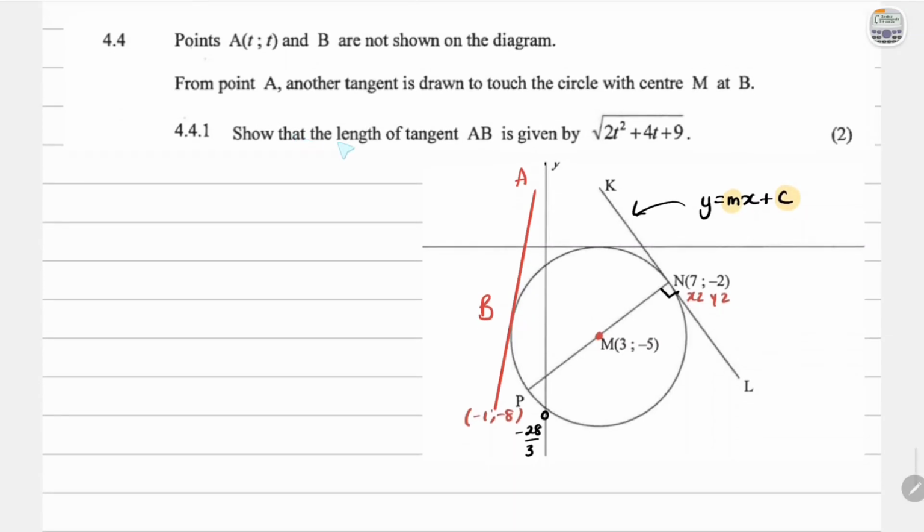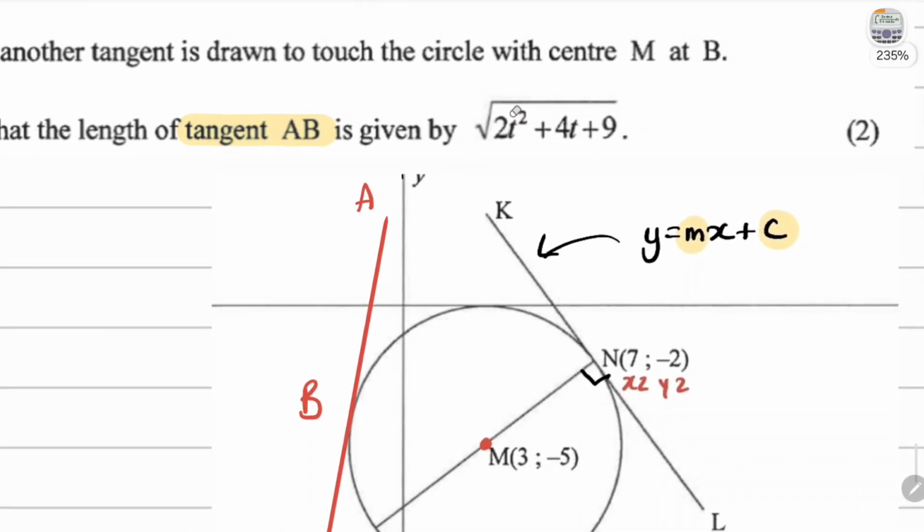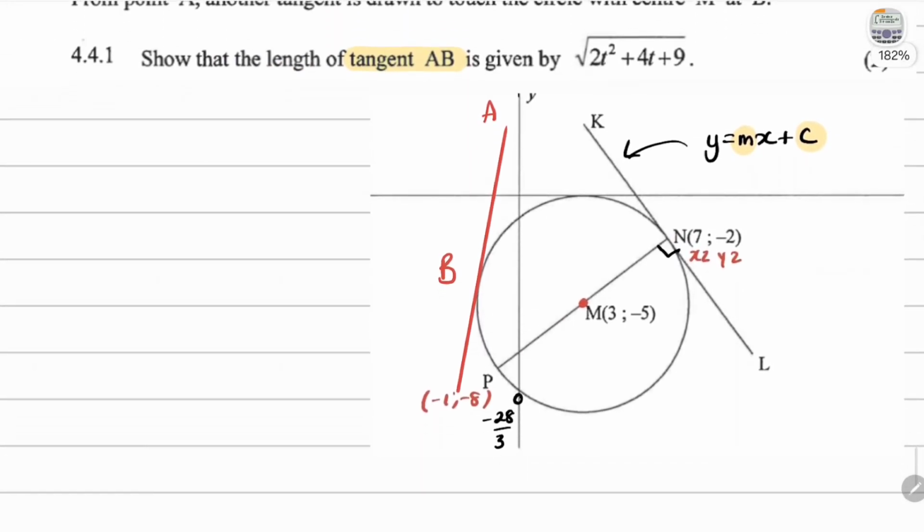And what they want us to do is show that the length of the tangent AB, that length is given by this. So first of all, we can see that this is square rooted. So they could have maybe used the distance formula or Pythagoras, because those would be things that you would need to square root at some point. But let's see. So if this is a tangent, and it's drawn to the circle, it's a tangent at B, and we have to find what AB is. How would we do that?